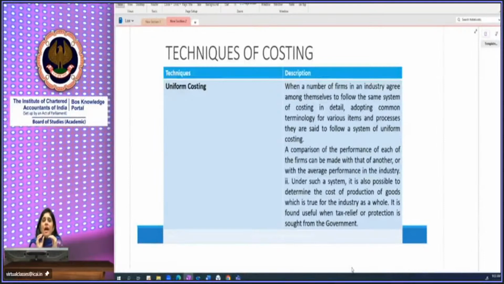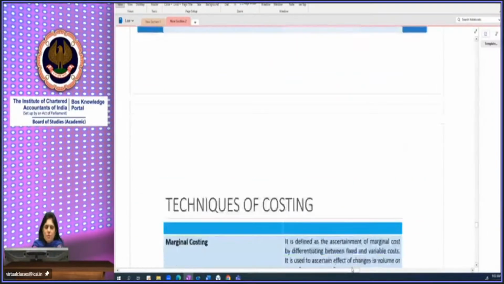Let us say there are 5 companies. So let us say there are airline companies. There are 5 airlines, and all the 5 airlines are using the same method of costing. That is called uniform costing. All right. So that we can compare the cost of all the airlines, and what is the cost of different airlines, when we are following the same system of costing.